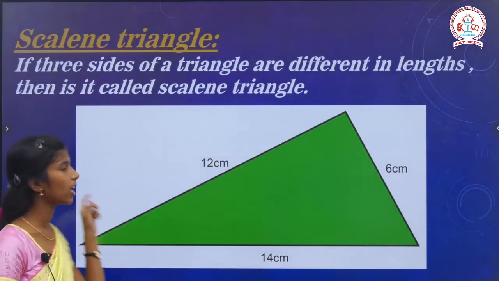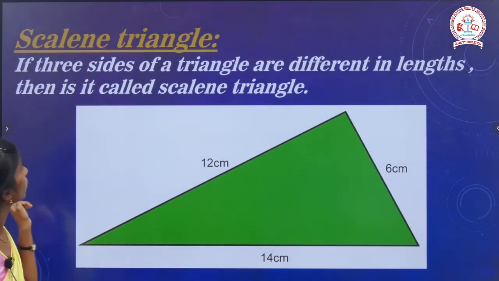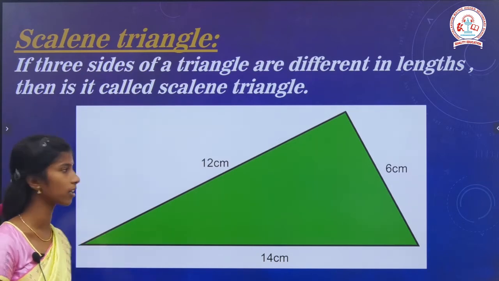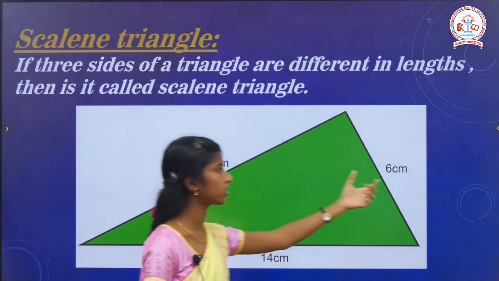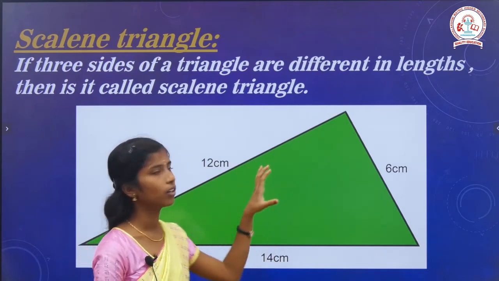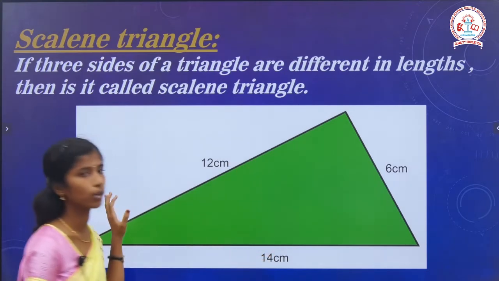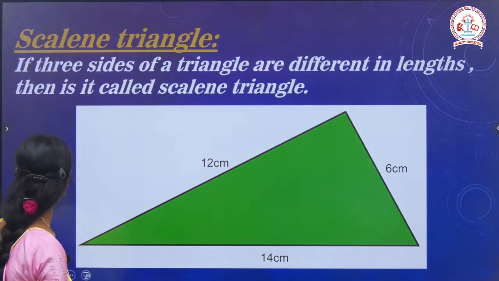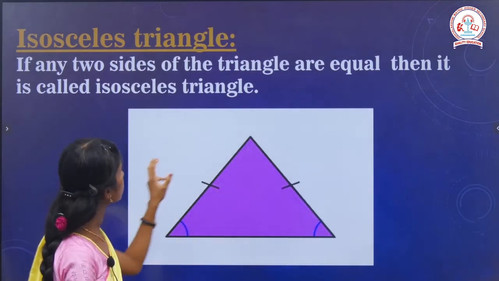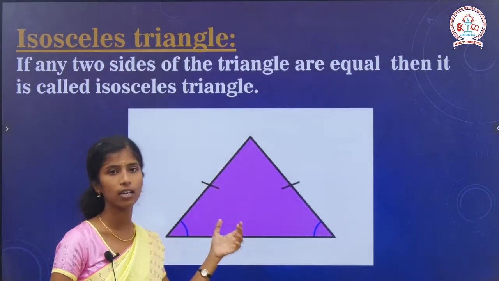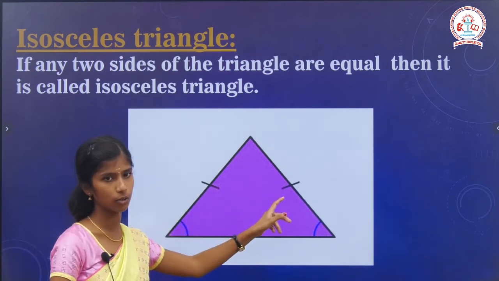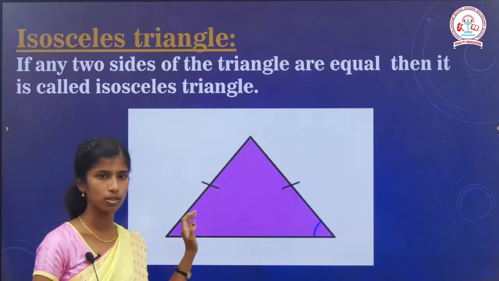First see scalene triangle. Scalene triangle means if the three sides of the triangle are different in length, that is called scalene triangle. See here, it is 12 centimeter and this side is having 6 centimeter and this side is 14 centimeter. So the lengths are very different. So this triangle is known as scalene triangle. Next, isosceles triangle. If any two sides of the triangle are equal, then it is called isosceles. See children, here this side and this side are equal. So this triangle is isosceles triangle.